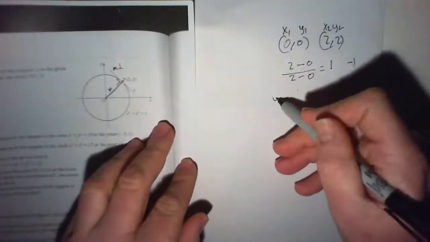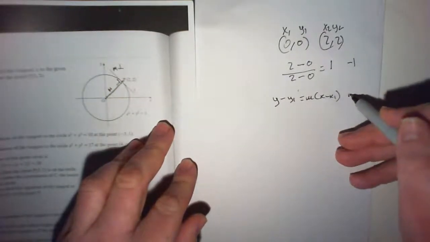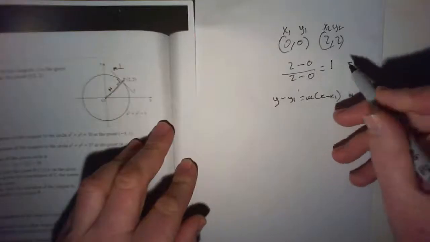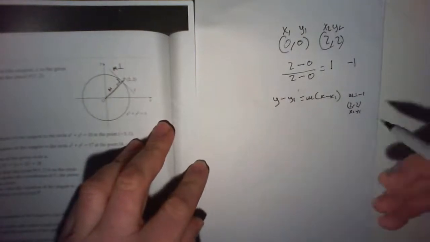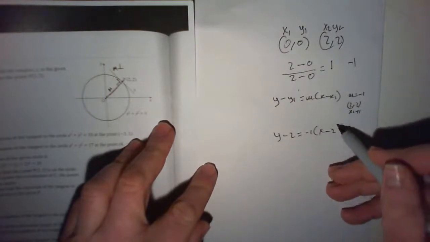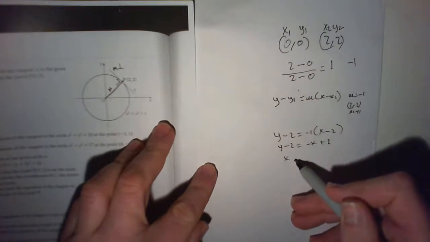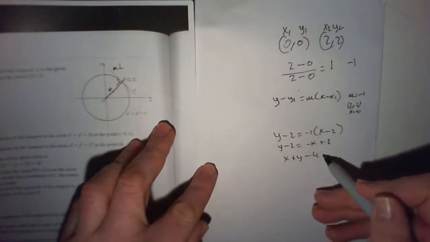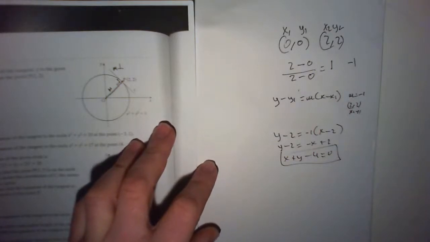So now we have y minus y1 is equal to m on x minus x1, where m is minus 1 and the point is 2, 2 for x1, y1. Okay, so let's put them all in. y minus 2 is equal to minus 1 on x minus 2. y minus 2 is equal to minus x plus 2. x plus y minus 4 equals 0. There you have it.